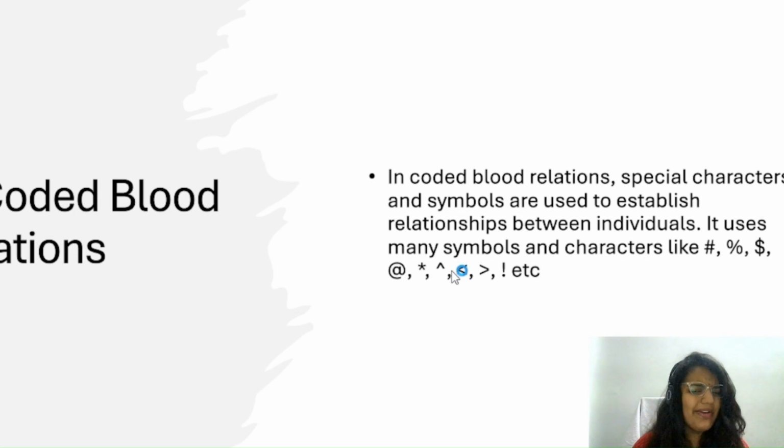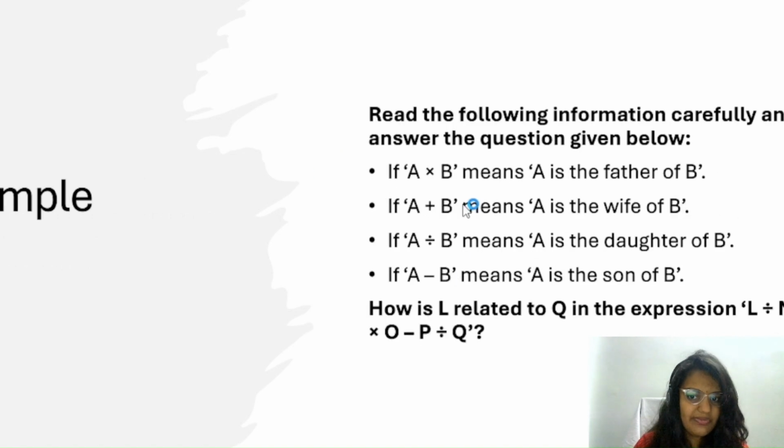Now, coded blood relations. These are something that are very simple. You just need to understand the characters or symbols used. For example, if you see here, X means a father. Next, plus means the wife. Then the division symbol simply means the daughter. And the minus symbol means the son.